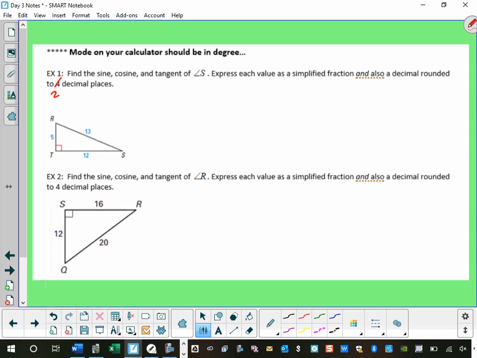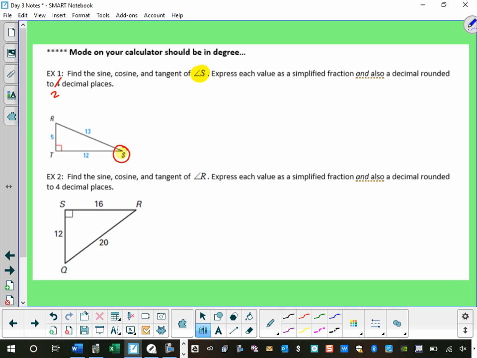Alright, so it told me to find the sine, cosine, and tangent of what letter? S, right? I want you to circle it with your pencil, because they told us angle S, that's what I'm looking for. I'm always starting with that angle. So let's look at our picture first.